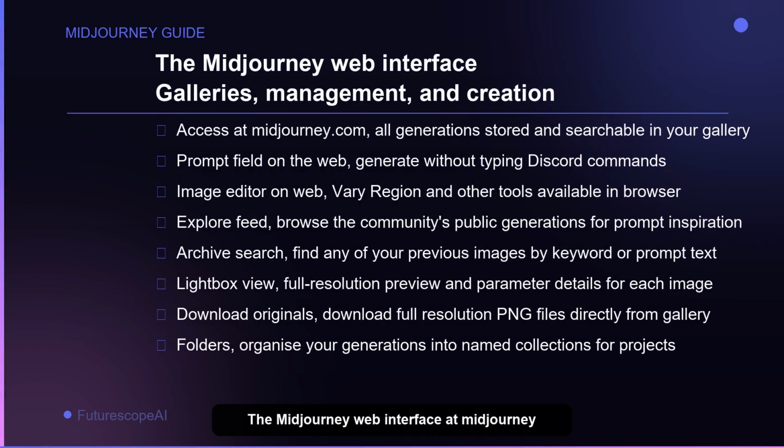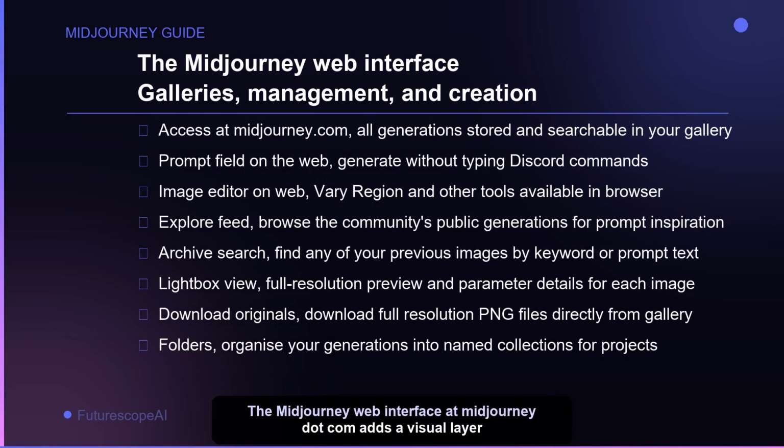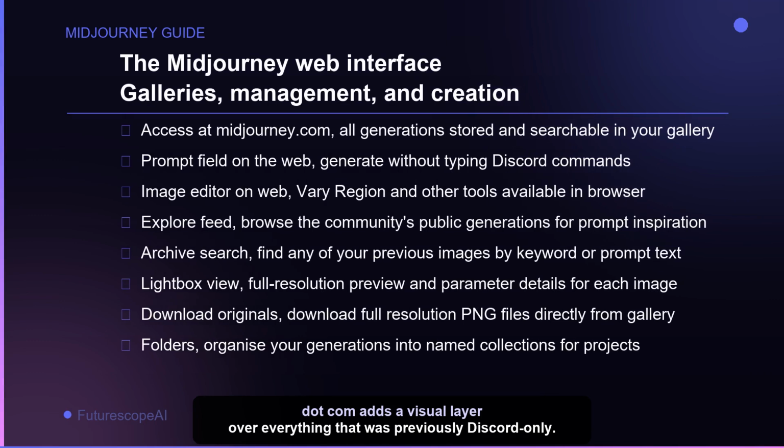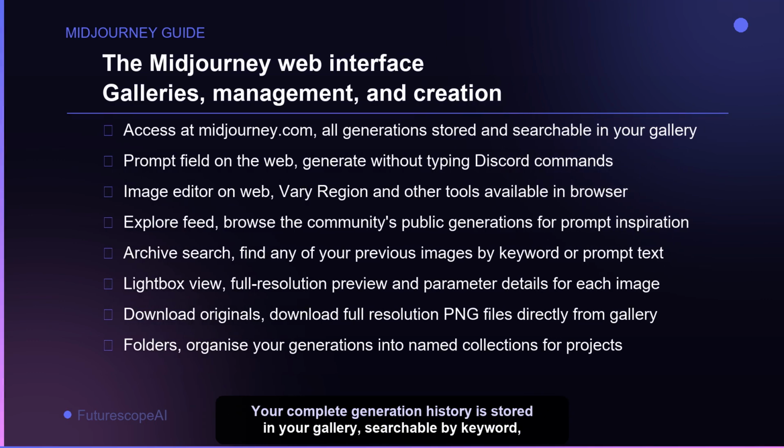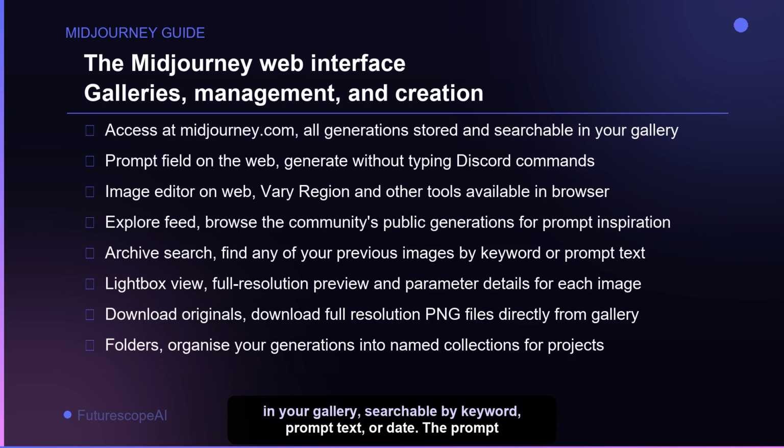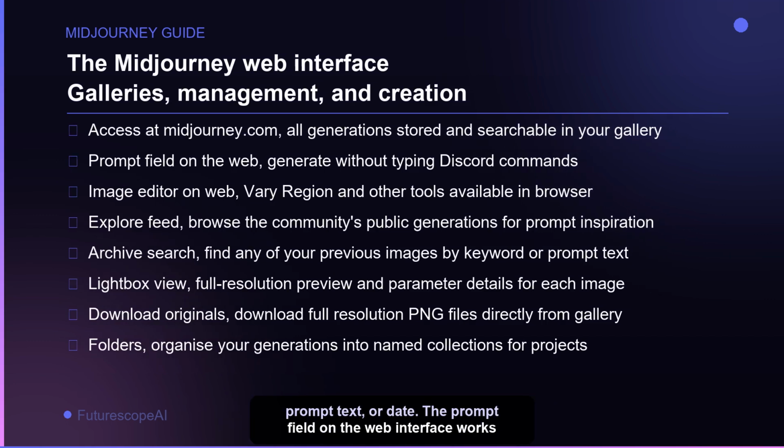The Midjourney web interface at midjourney.com adds a visual layer over everything that was previously Discord only. Your complete generation history is stored in your gallery, searchable by keyword, prompt text, or date. The prompt field on the web interface works like Discord/Imagine, but without needing to type commands or navigate to the right channel. The image editor on the web gives you access to Vary Region and other editing tools in a more visual, browser-native environment. The Explore feed shows you the community's public generations in real time, which is one of the best ways to learn what kinds of prompts produce particular results.